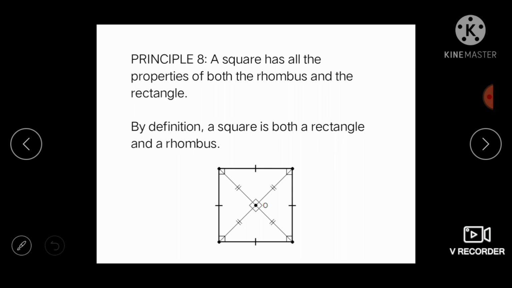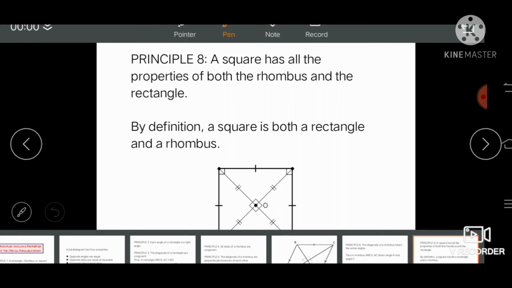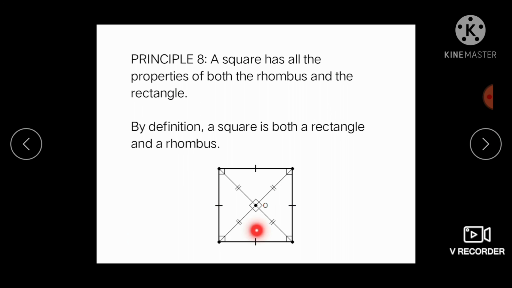So let's proceed to principle 8. A square has all the properties of both the rhombus and the rectangle. By definition, a square is both a rectangle and a rhombus. So we can say that a square has four congruent sides, four congruent angles, four right angles, and diagonals that bisect each other. The diagonals are equal and form four right angles at the intersection, and it forms four congruent triangles.